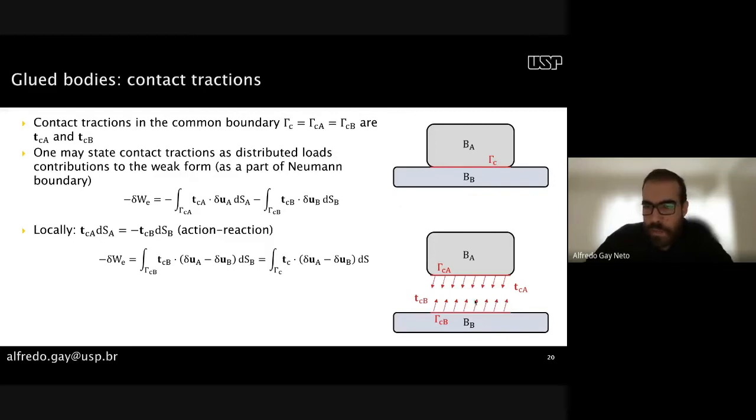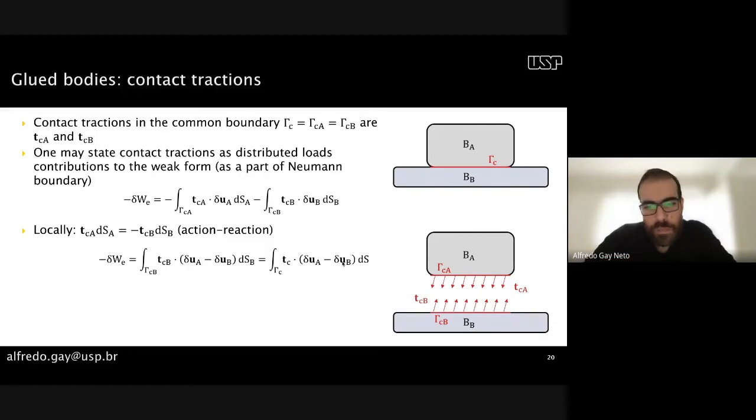You can write everything as a single integral, and put here TCB as the traction force on body B. To simplify notation, we call it TC, which is a traction exchanged between bodies in this contact region. And here naturally appears the virtual displacement in body A minus the virtual displacement in body B.